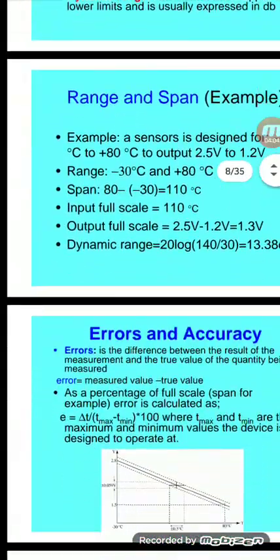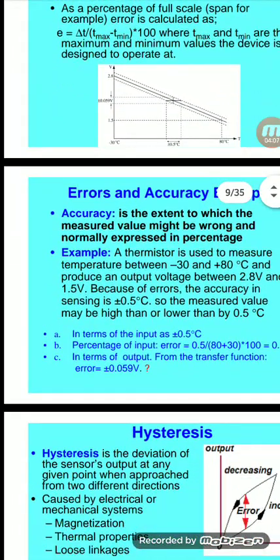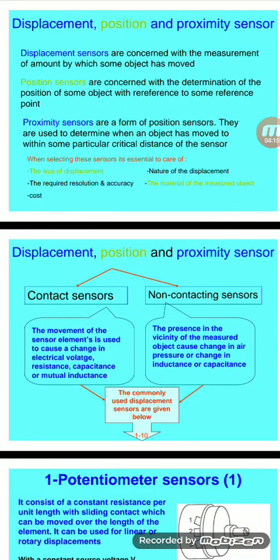Next, go for the second topic: displacement, position and proximity sensors. Displacement sensors are concerned with the measurement of the amount by which some object has moved. Displacement sensor means we can see the object move. For example, LED or LCD, light emitting diode or liquid crystal display. There are two types of displays, LED displays or LCD displays. That is a displacement sensor.